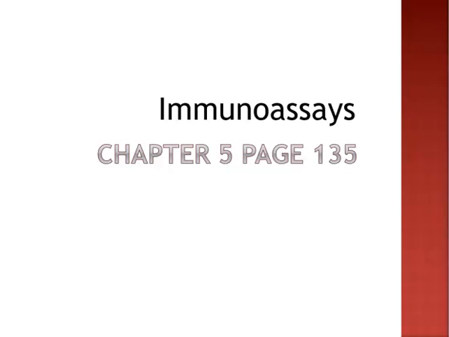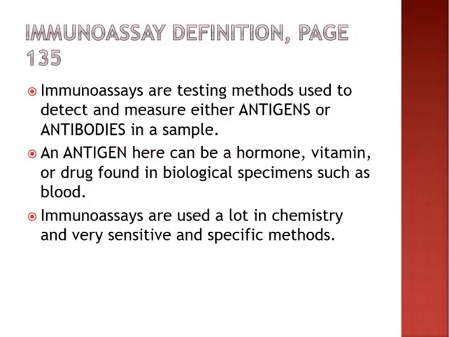Another thing that we need to discuss, that we test a lot of in clinical chemistry, is immunoassays. Immunoassays are testing methods used to detect and measure either antigens or antibodies in a sample. An antibody here can be referring to a hormone, a vitamin, or a drug found in a biological specimen, such as blood. Immunoassays, like I said, are used a lot in clinical chemistry, and they are very sensitive and specific methods.